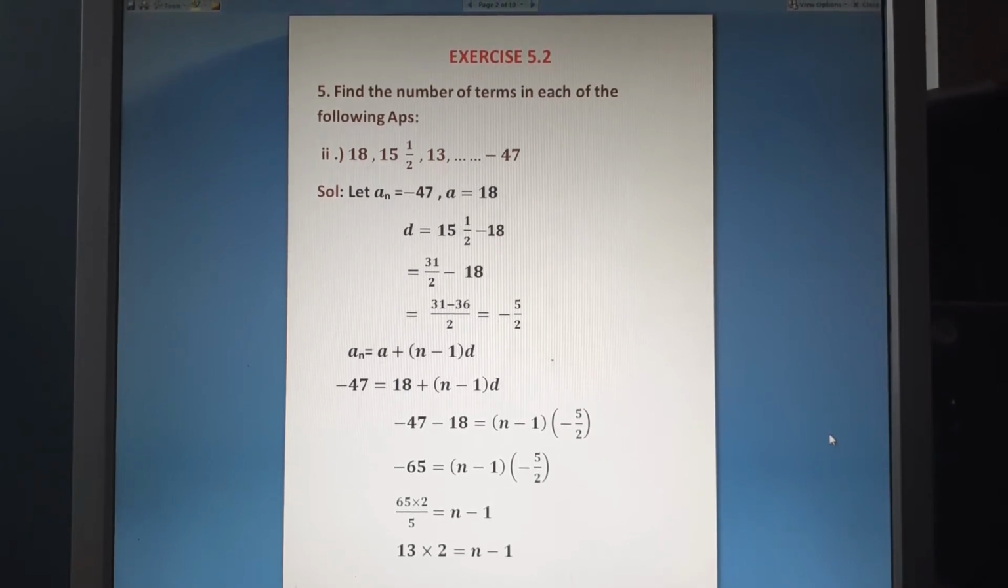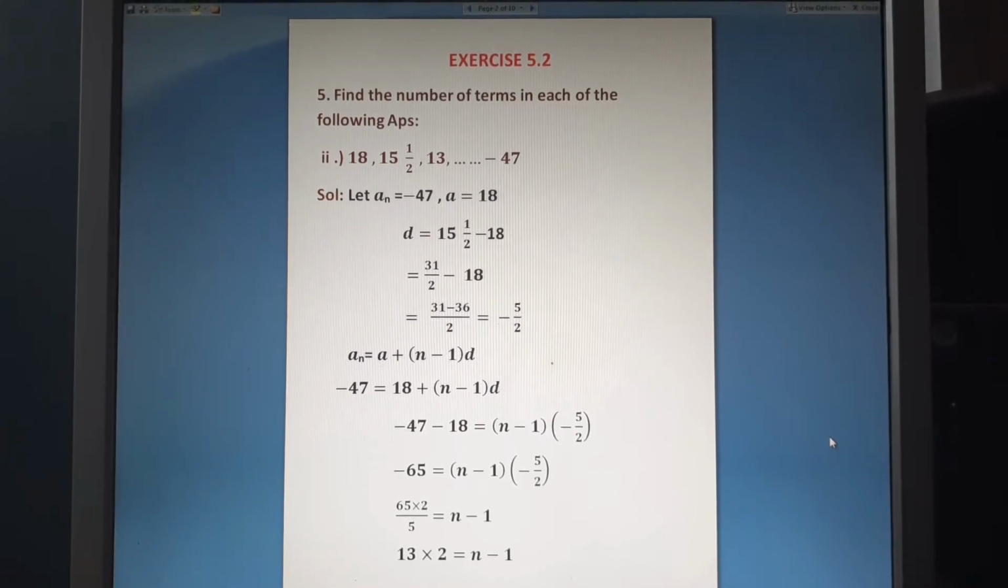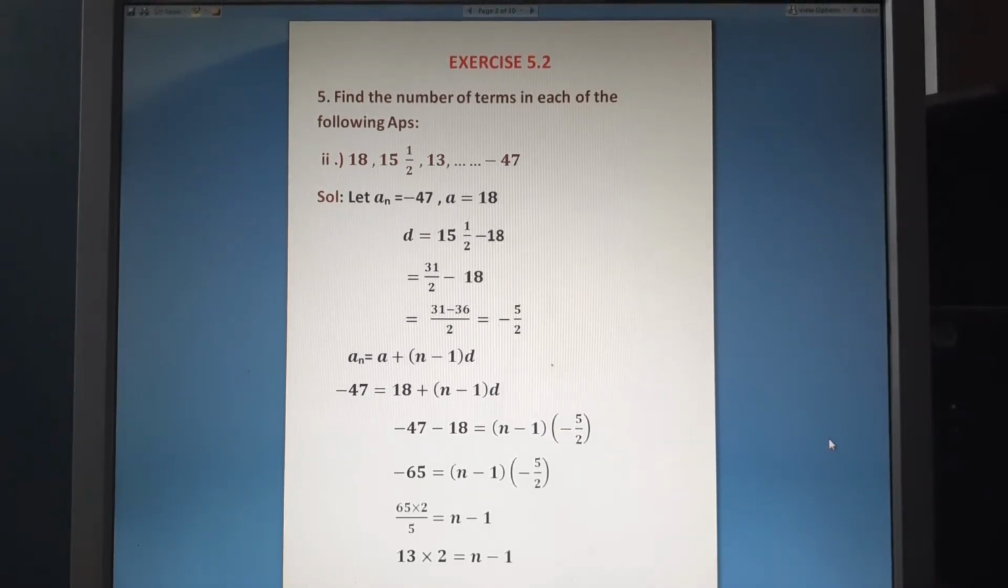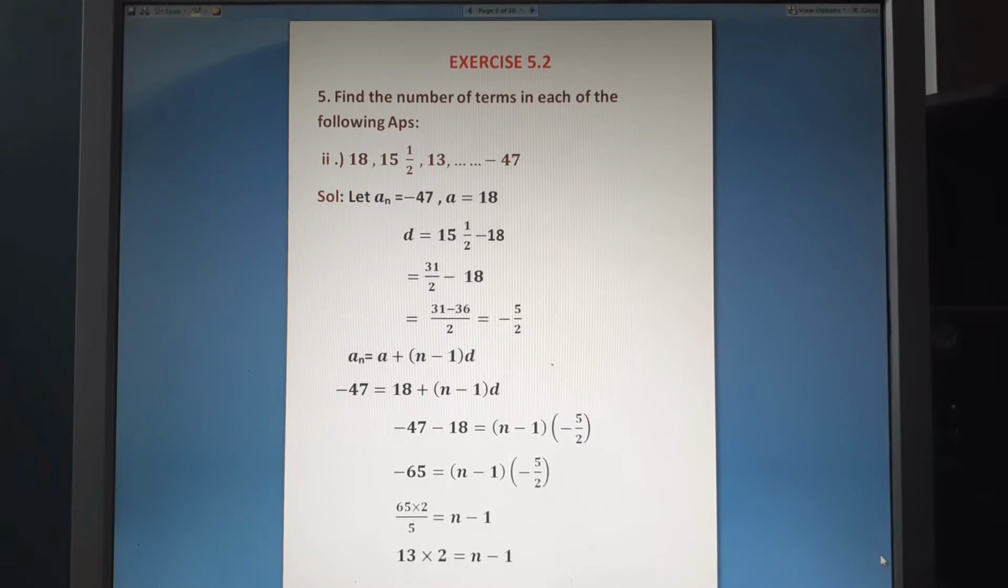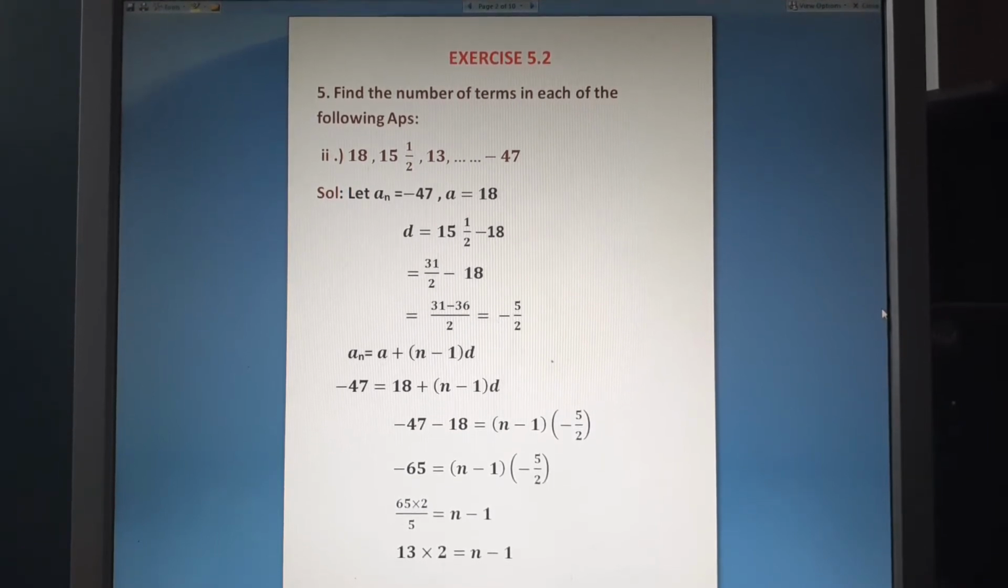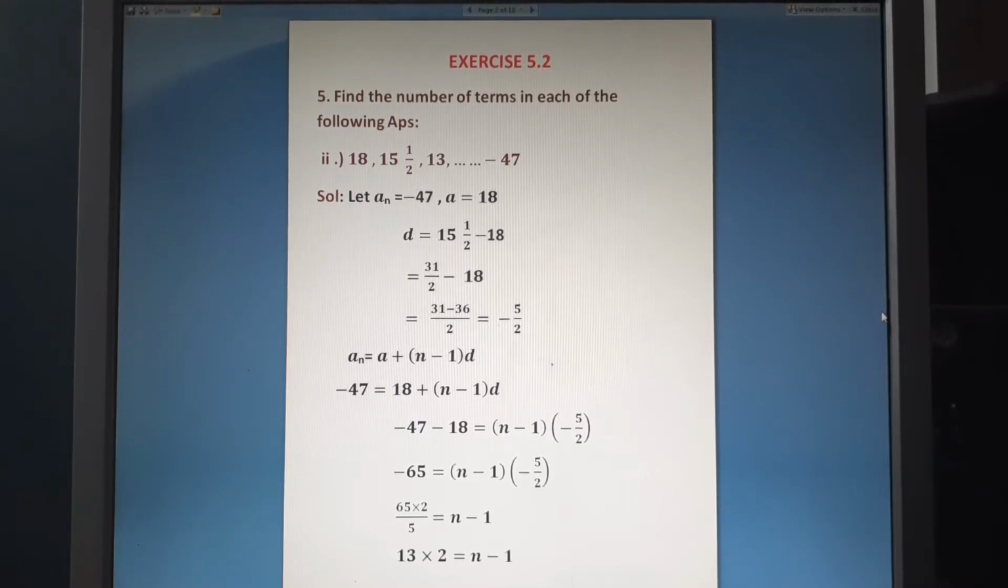Let the nth term a_n be equal to minus 47. First term a is equal to 18. d is equal to the second term minus the first term, that is 31 by 2 minus 18. Doing the cross multiplication, we get (31 minus 36) by 2, which is equal to minus 5 by 2.